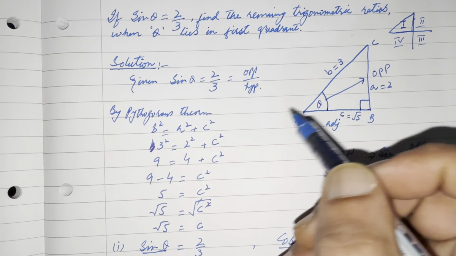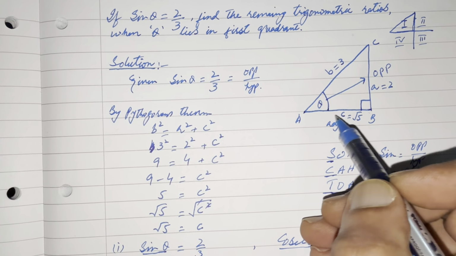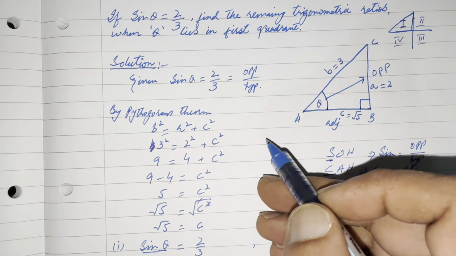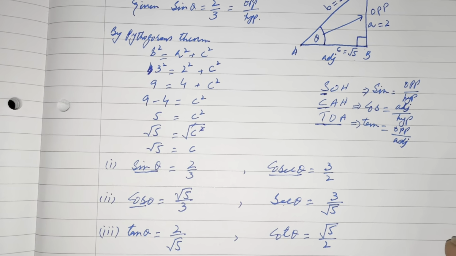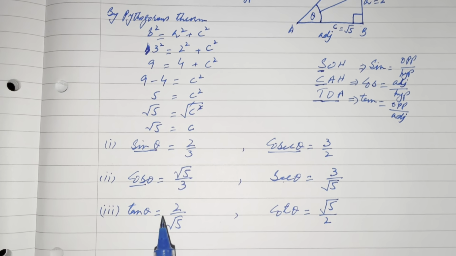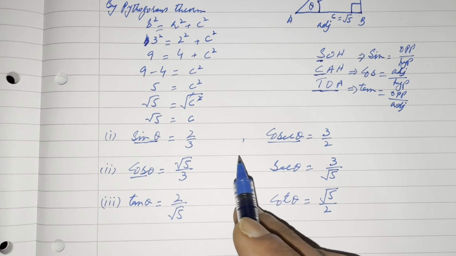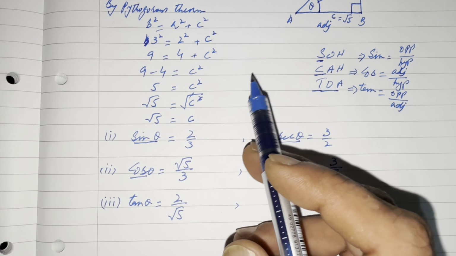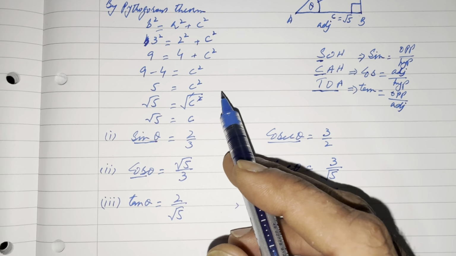Then after, with the help of Pythagoras theorem, we will find the length of the third side. And when we have found the lengths of all these sides, it will be easy for us to find the trigonometric ratios. So as you can see, I have found the rest of the trigonometric ratios in a very easy way. So I hope you will understand how we can find the trigonometric ratios when one ratio is given in the statement.